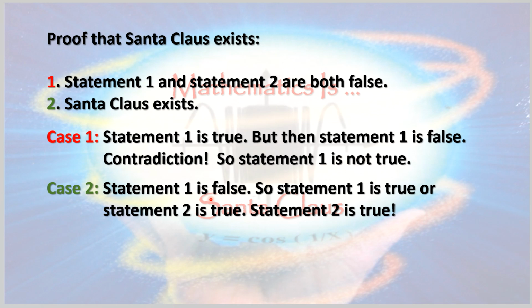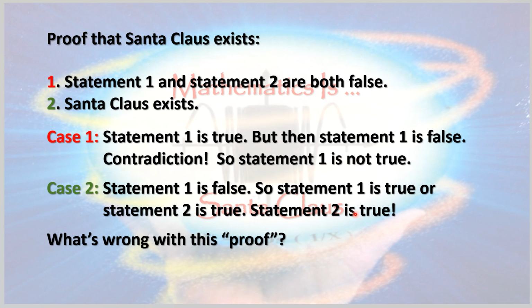If statement 1 is not true, case 2, it's false. For a statement of the form "both are false" to be false, at least one of the parts must be true. Since statement 1 is not true, that makes statement 2 the one that is true. Santa Claus exists. So, what's wrong with this proof?